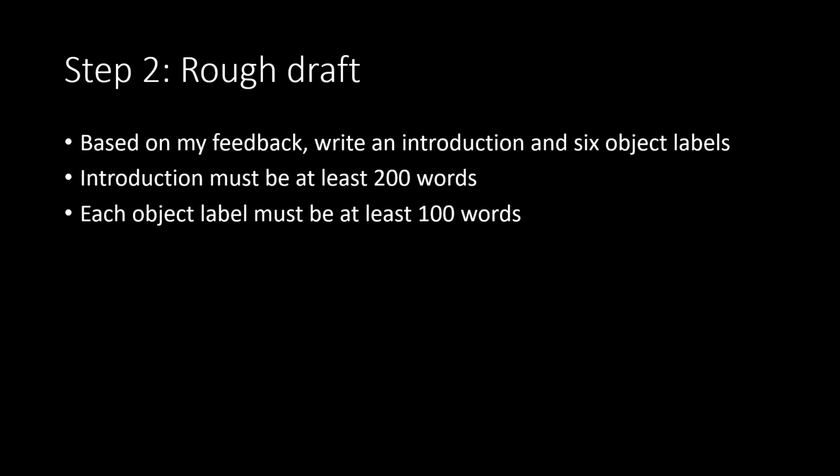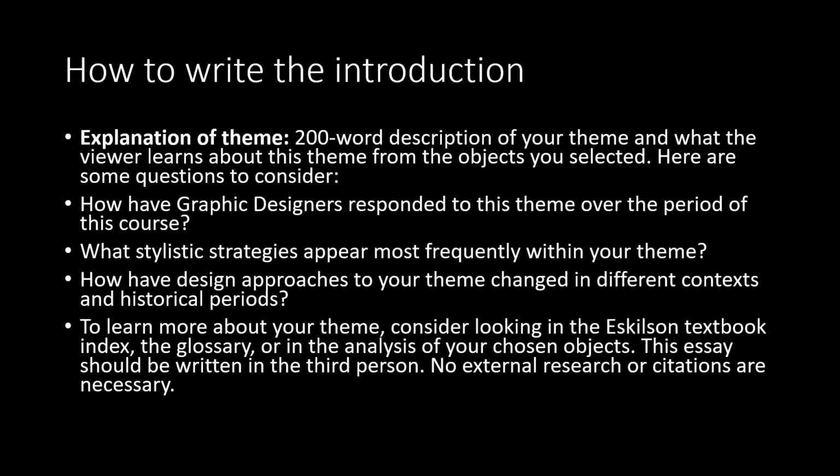The next step is writing the rough draft. Based on my feedback to your initial theme and object selection, write an introduction and 6 object labels. The introduction will be 200 words, and each object label must be at least 100 words. So the introduction is really just an explanation of the theme. It's a 200-word description of your theme and what the viewer learns about this theme from the objects you selected.